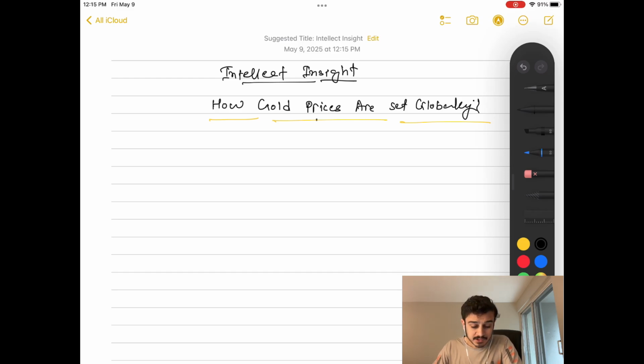Hello everyone. Have you ever wondered why gold prices change every day? Or who decides that today gold is 98,440 Indian rupees per 10 grams and tomorrow it's 99,000 Indian rupees? Well, the answer lies not in your local jeweler but in London.